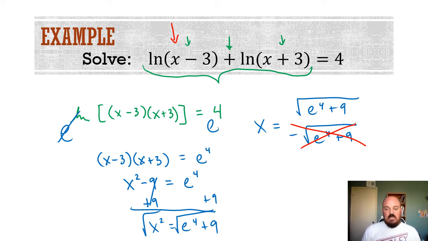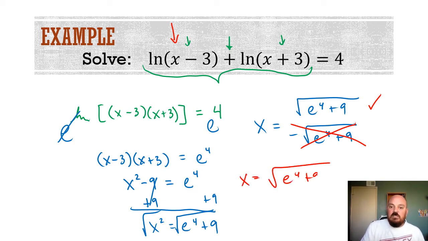Now the other one, that's the one where you would want to plug it into a calculator. And I actually already did the work. I took a calculator and typed natural log of square root of e to the 4th plus 9 minus 3 plus natural log of square root of e to the 4th plus 9 plus 3. I typed it all out. It was a big mess. It does come out to 4. So I did check this one on a calculator. I don't expect you to do it by hand. That would definitely be a calculator question. But our final answer is the positive one only: square root of e to the 4th plus 9.